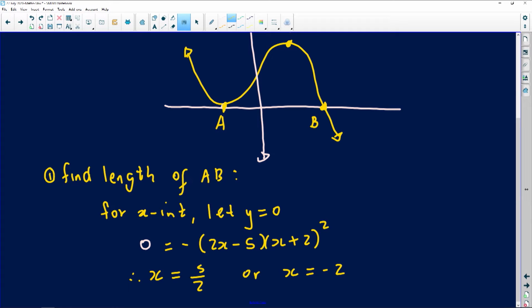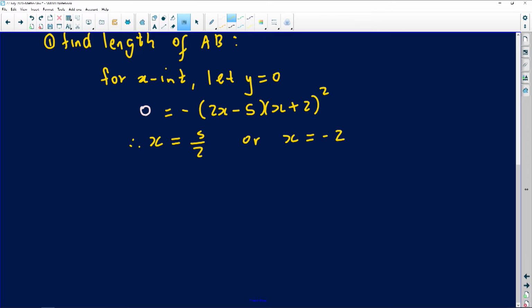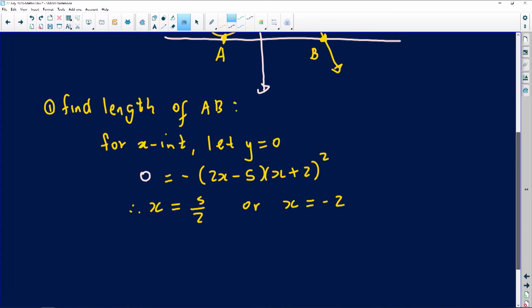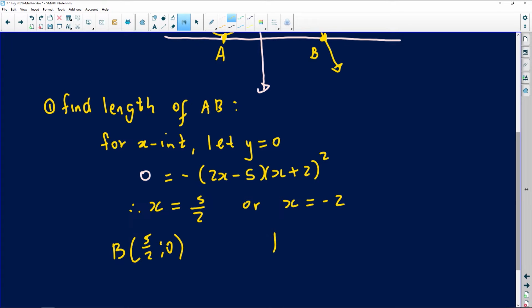Now, if you look here, you'll agree with me that the x value of 5/2 is going to be the one that is by B, and the one that is -2 is the one that is going to be by A, which means if you had to write the coordinates of both A and B, you'll simply put zeros. The coordinate of B will just be (5/2; 0), and then A will simply be (-2; 0). Therefore, the length of AB will be 2.5 as well as 2.